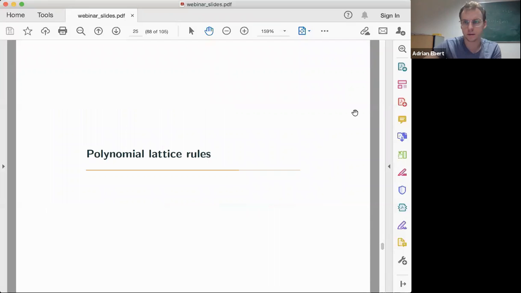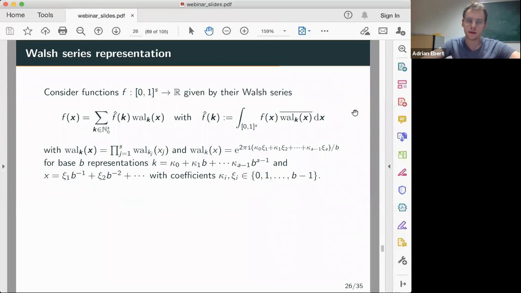Yeah, and so in the last part of the talk, I want to move to polynomial lattice rules. Basically, the whole procedure will be very similar to what we have done for lattice rules. As opposed to lattice rules, we now consider a different function space setting.